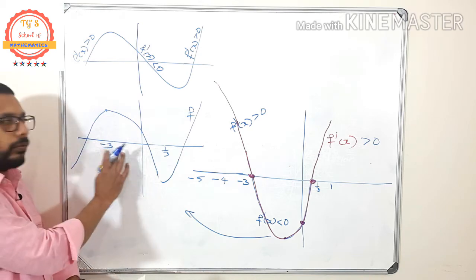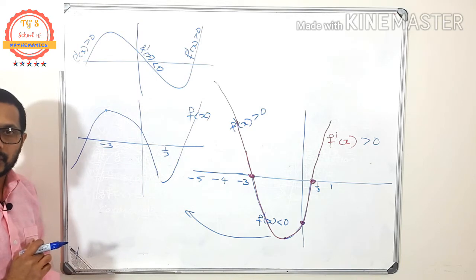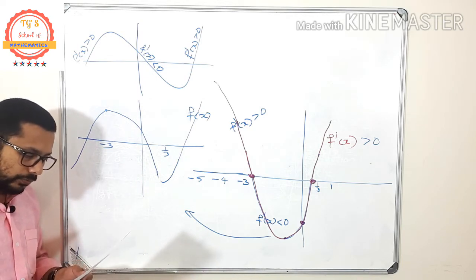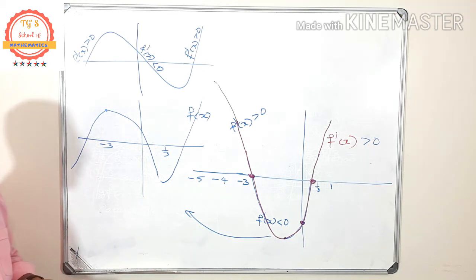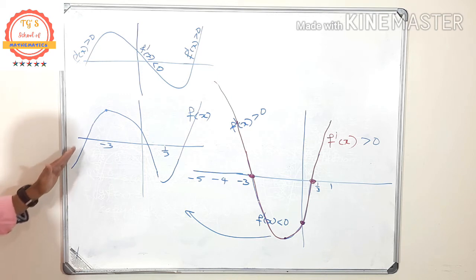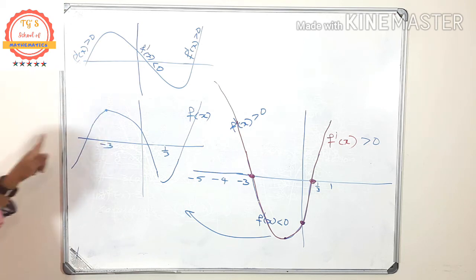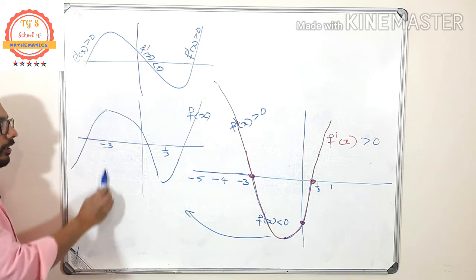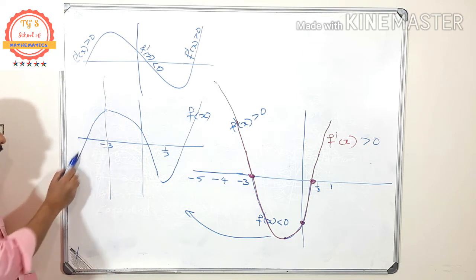So this is our f of x graph, and this one is our f dash of x graph. Okay, so look at the question once more. You have to find the values of x for which f is strictly increasing. So look at this one, f is strictly increasing from which value to which value? When x is less than minus 3, here when x is less than minus 3, f is increasing.